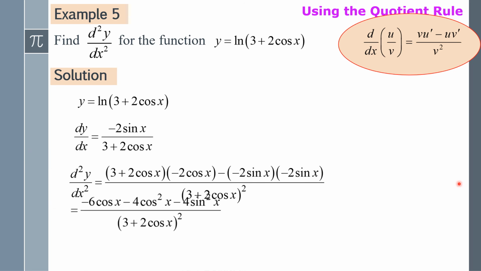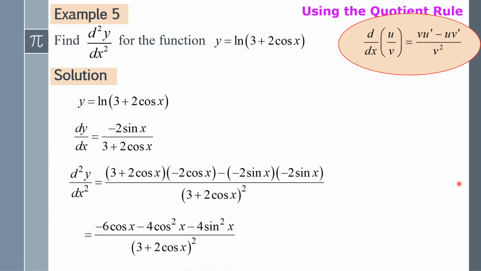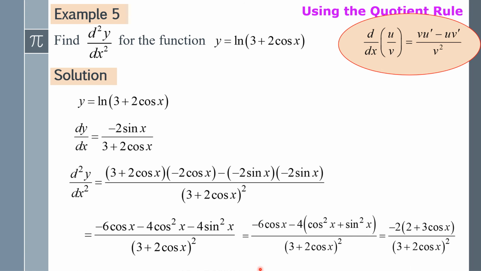Then we have to simplify until we get negative 6 cos x minus 4. Here we use the identity cos squared x plus sin squared x, which gives 1. Then simplify again, and we have negative 2 times (2 + 3 cos x) over (3 + 2 cos x) squared.